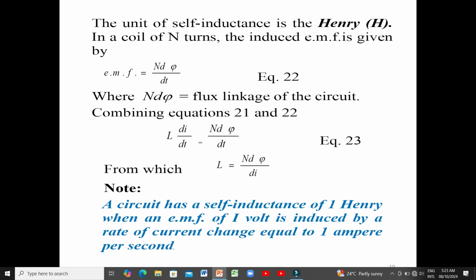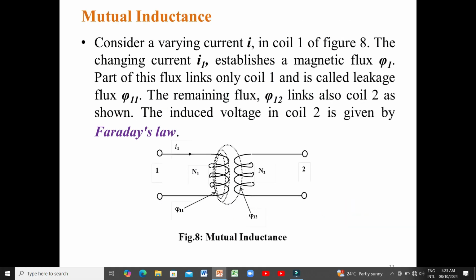Therefore, a circuit has a self-inductance of 1 Henry when an EMF of 1 volt is induced by a rate of current change equal to 1 ampere per second.